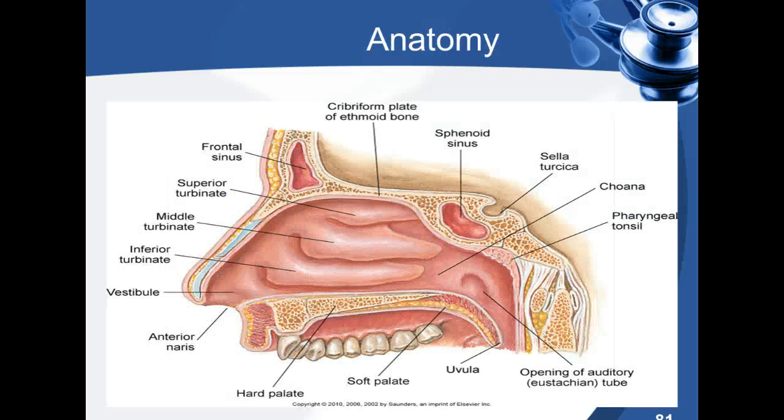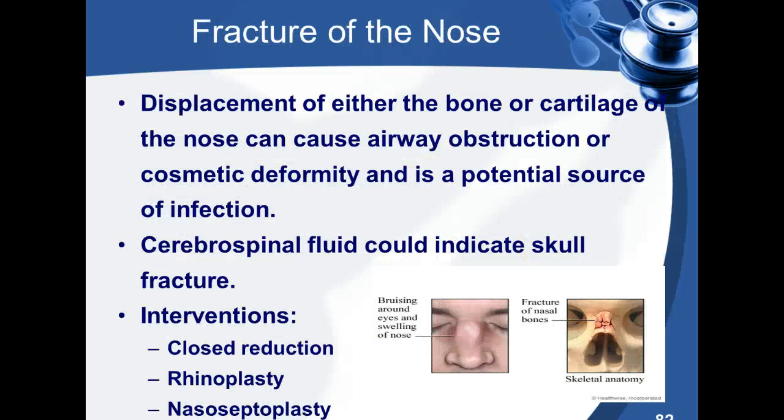Once again, like we did earlier, here's the anatomy of the upper respiratory system. You've got the soft and hard palate and the areas like the tonsils and whatnot. So we're talking about disorders of the upper airway where a person is not infected.